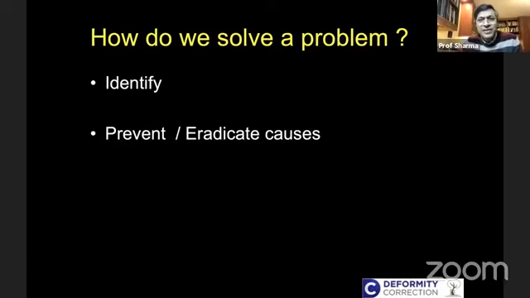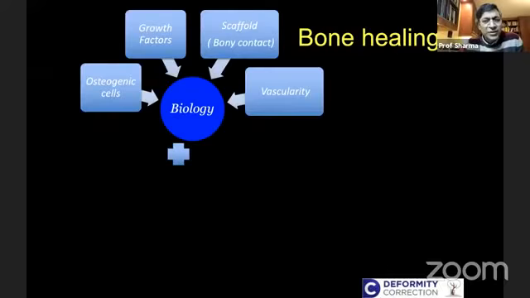Now, how I see a problem is, if you have a problem, we need to identify what is the cause of the problem. And if you take the cause of the problem out or you eradicate it, then the chances are that you will get the result that you want. Sometimes you have to do something extra, but generally that usually is good.